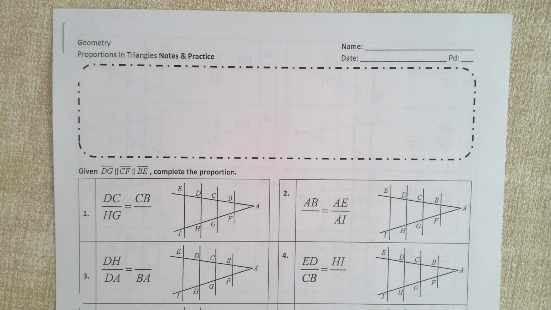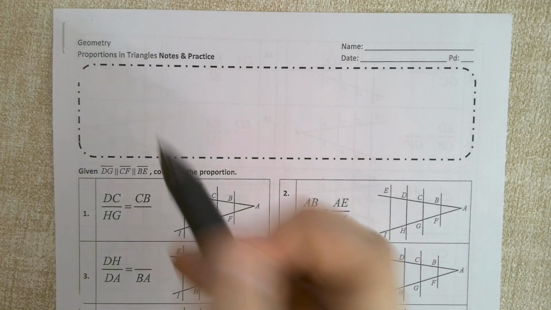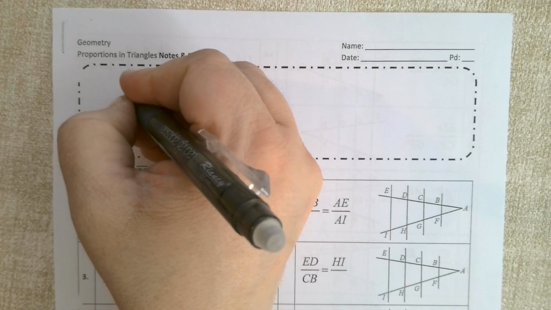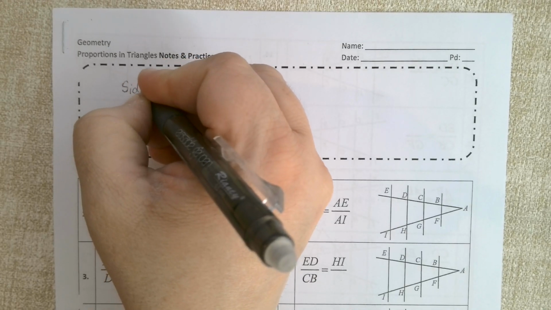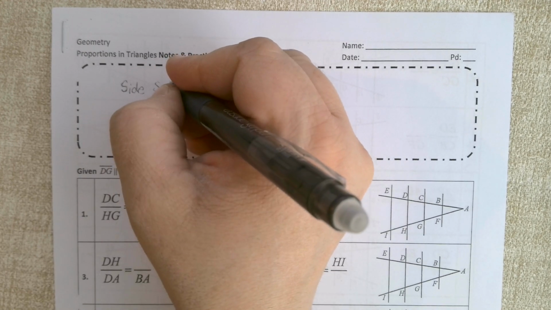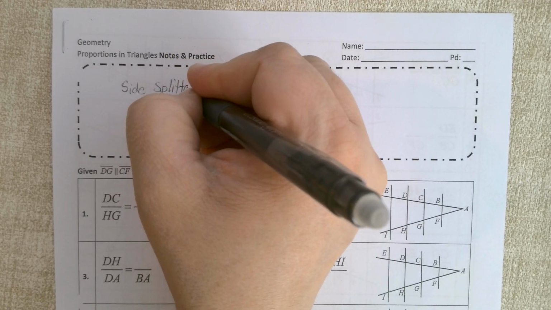Hello! So we are going to continue talking about similar triangles and solving using proportionality. Today we're going to be talking about a special case called the side splitter theorem. So up here at the top, I'd like you to write down, please, side splitter theorem.